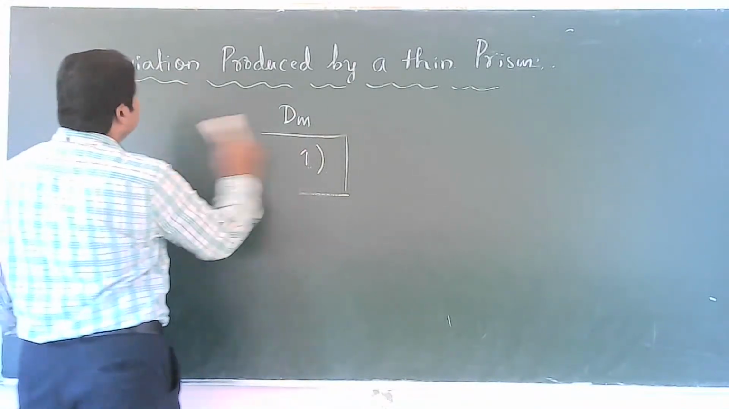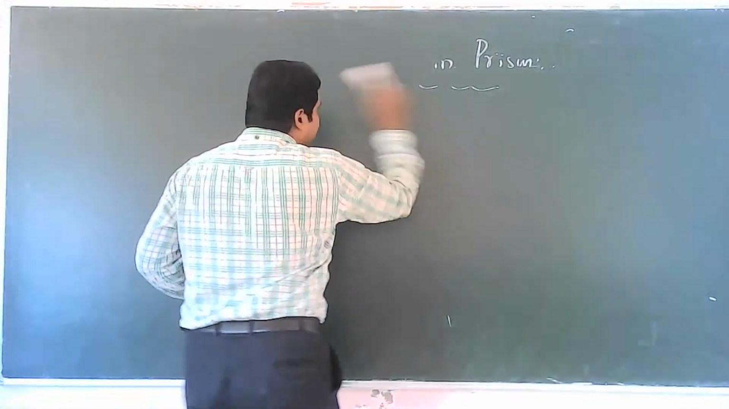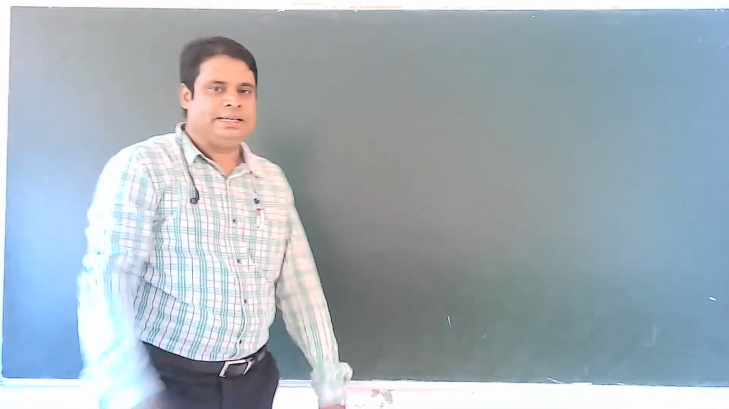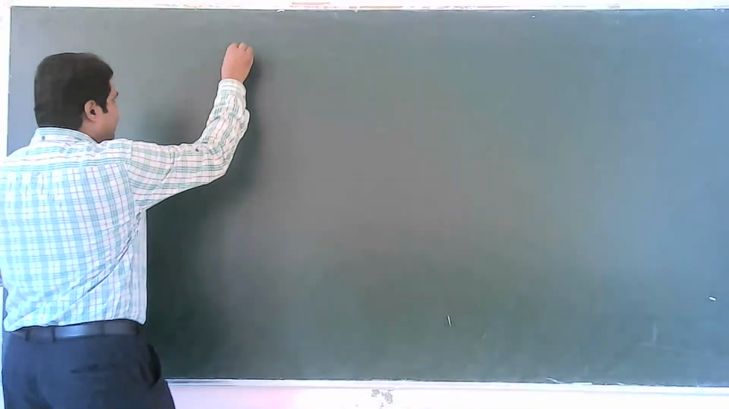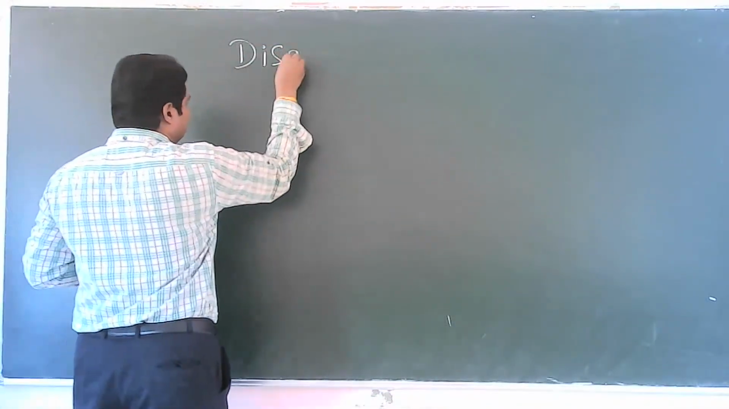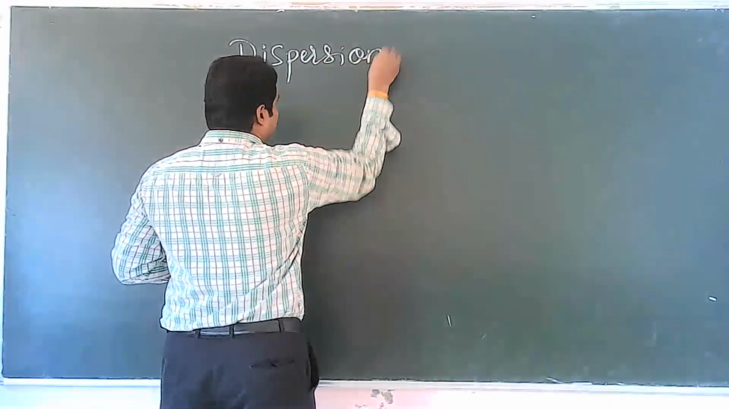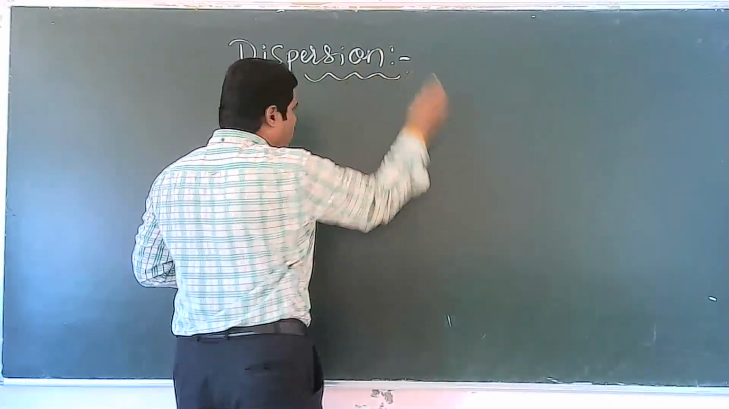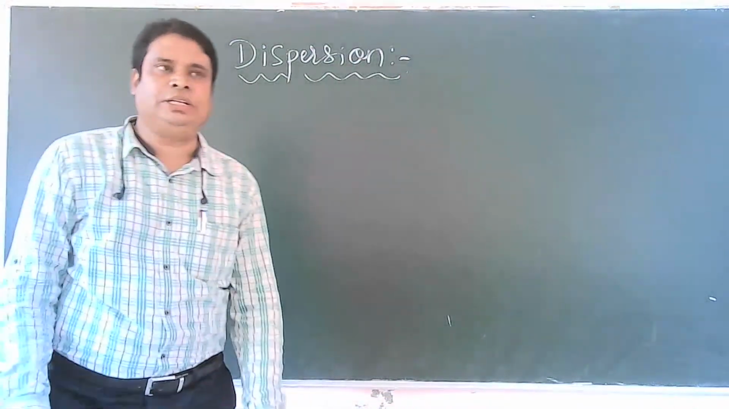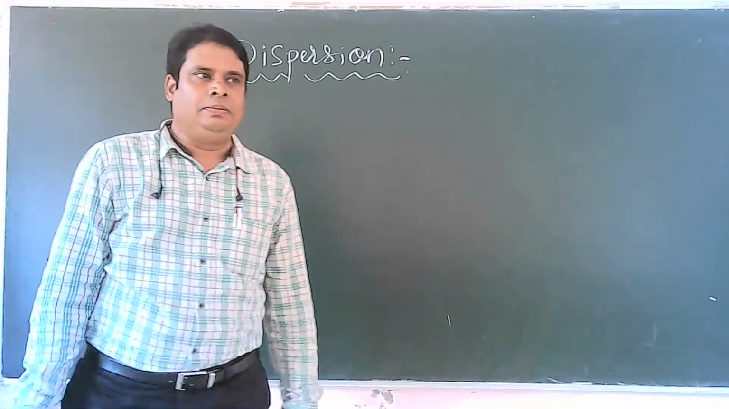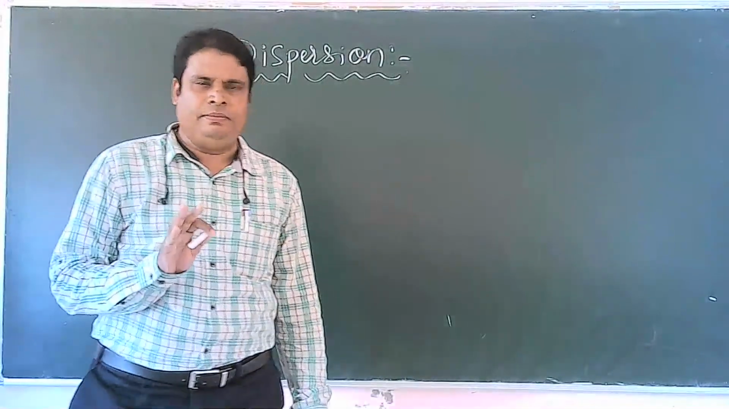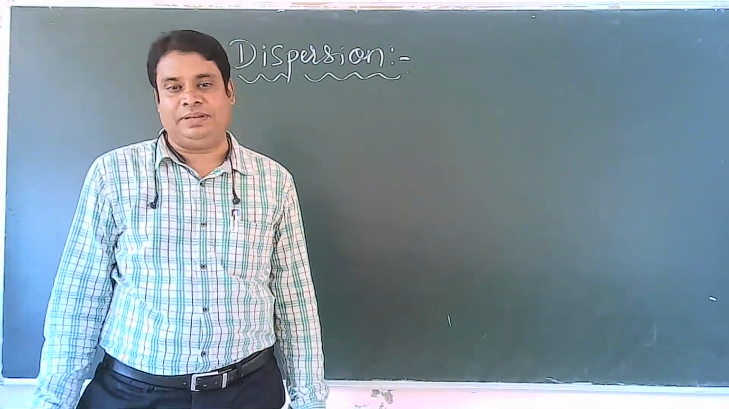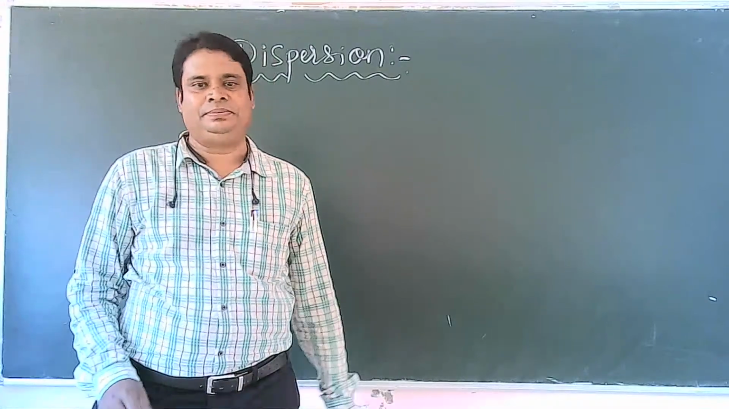Okay, let's continue. Our concept today is dispersion. Let me write dispersion. What do you mean by dispersion? Dispersion means the splitting of light into its colors. Like, what do you mean by dispersion?